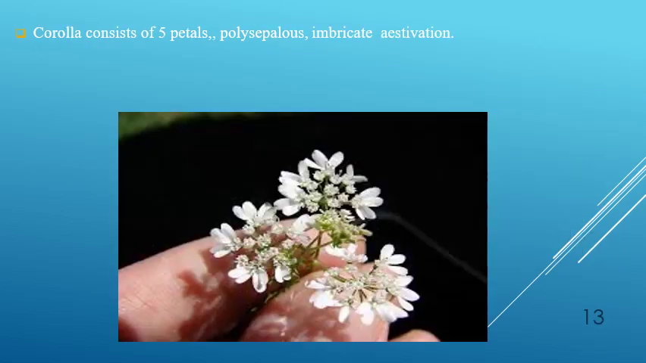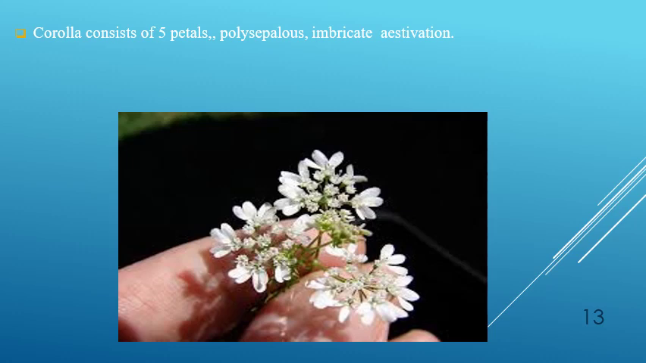The second whorl of flower is corolla. So basically the corolla consists of 5 petals. And these 5 petals are polypetalous, meaning free petals, and alternating with sepals. Petals are usually apically inflexed in bud and they fall off soon.